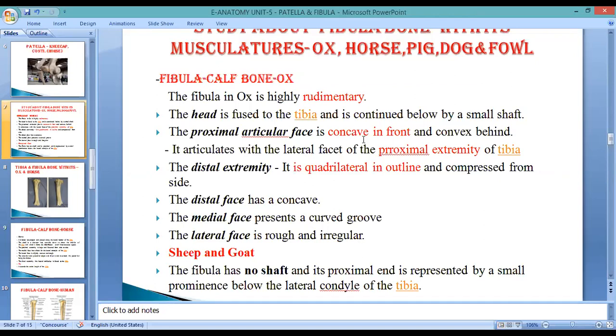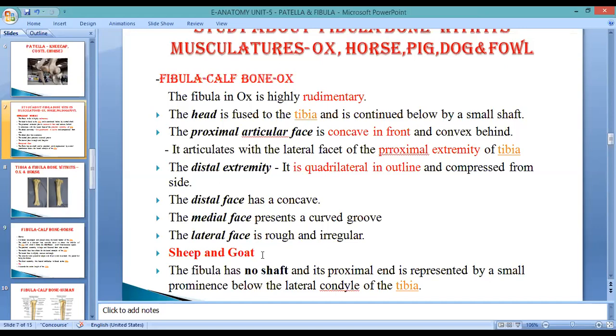So if anybody asks you what is the role of fibula bone in the ox, first we say this is the rudimentary bone and comes in contact with the lateral aspect of the tibia, and for description it contains two parts, proximal and distal. Proximal part contains head which medially connects with the lateral part of the tibia, and distal extremity is quadrilateral in outline and is somewhat pointed in shape, and distal face is concave, medial face is curved, and lateral face is rough and irregular.